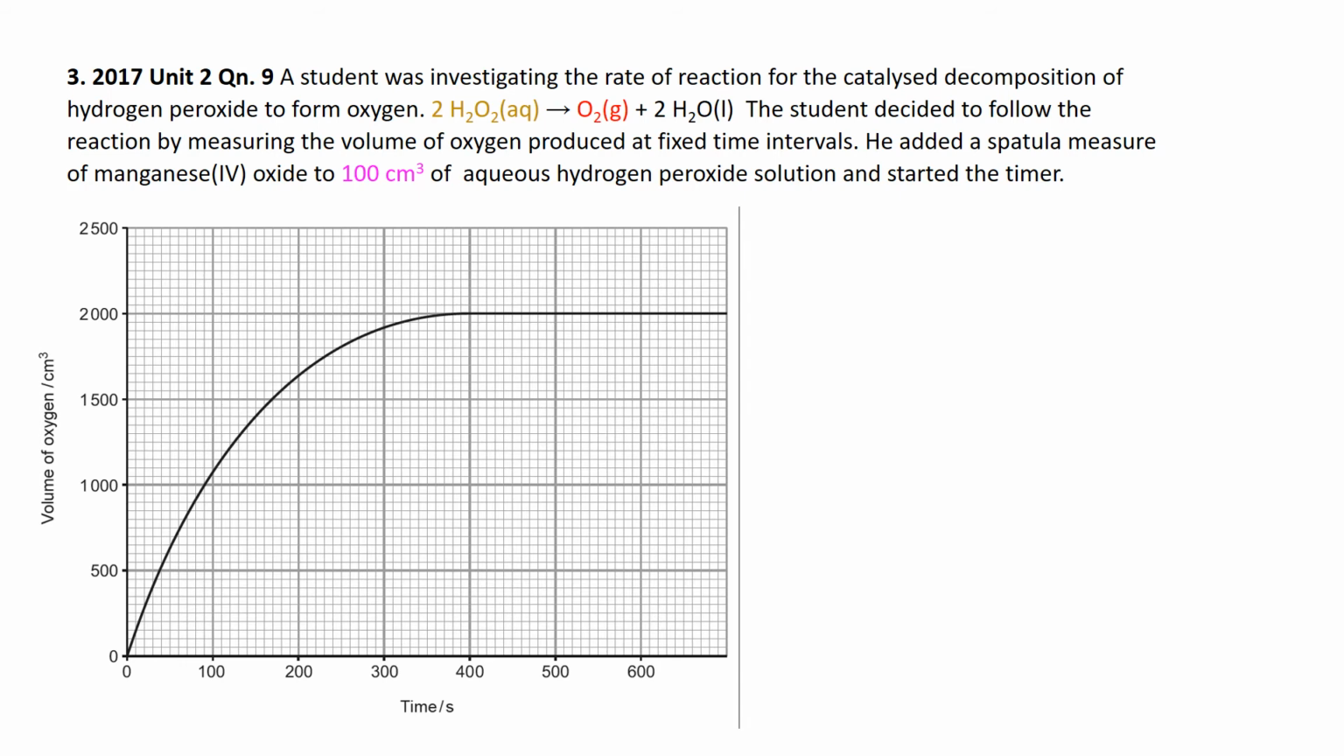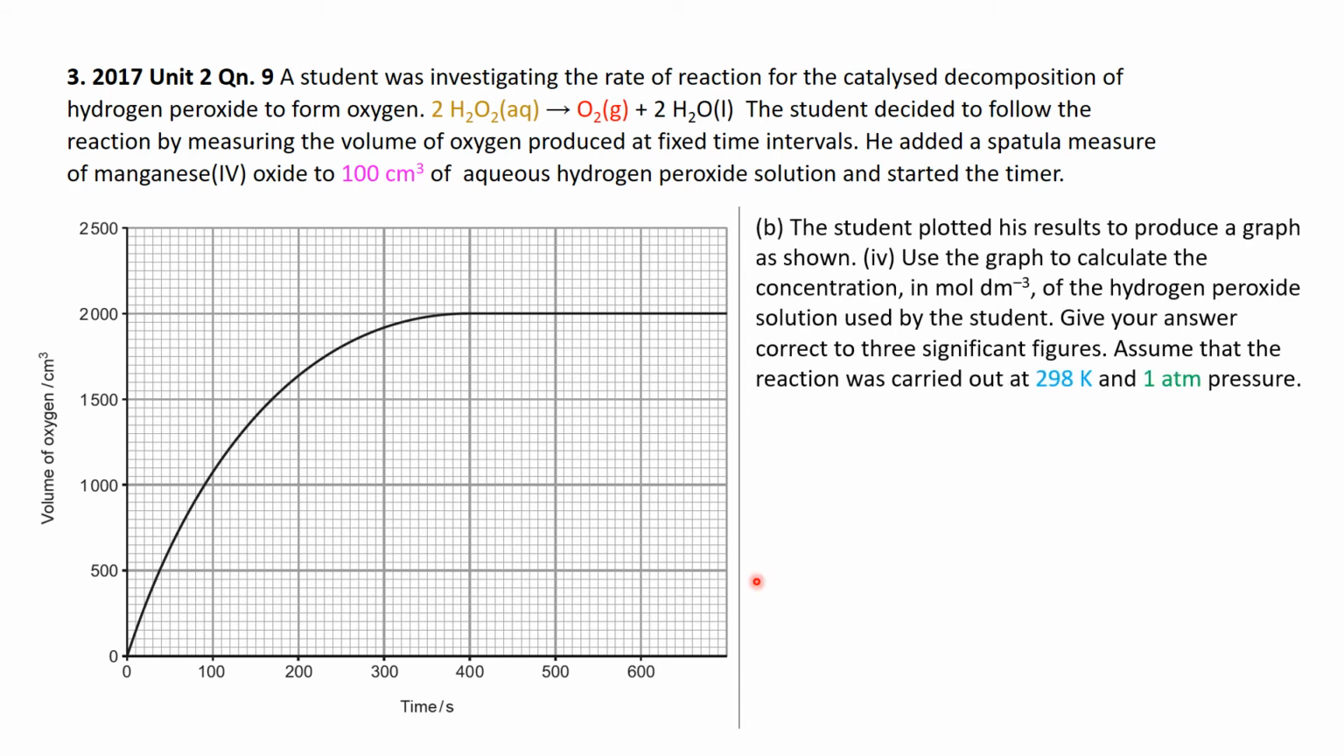Now back to the pretty little graph. A student plotted it below. Use the graph to determine the concentration of the hydrogen peroxide solution used by the student. Give your answer correct to 3 significant figures. So the assumption is that by the time we're finished here, this nice little line is when all the hydrogen peroxide has been used up. At that line, when it's all used up, we've made 2,000 cubic centimeters of oxygen.